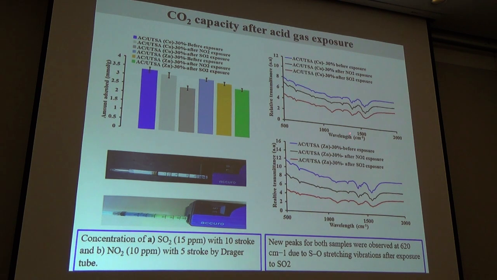So this is the FTIR after exposing to NO2 and SO2, and we can see clearly at this 620 wavenumber, there is an SO stretching observed. There is a peak around this after exposed to SO2. To check the concentration of SO2 and NO2, we use the Dräger tube, and to measure 15 ppm, we need 10 strokes, and to measure 10 ppm NO2, we need 5 strokes.